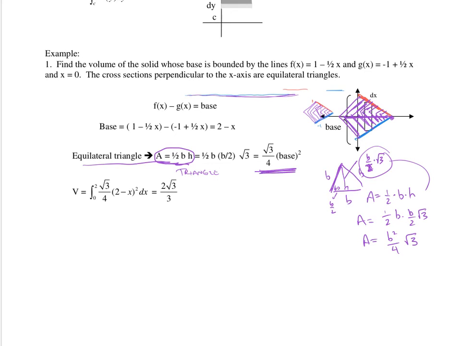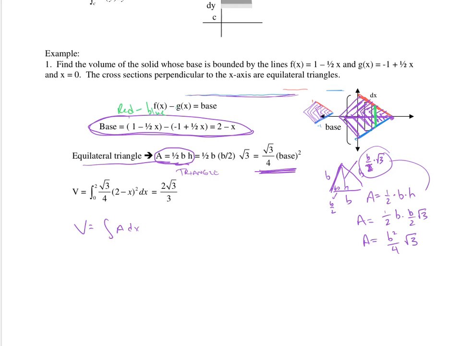So I have the area of this equilateral triangle. Well, the volume, we said, is equal to the integral of the area. How do I get that area? Well, I need to find what this base length is, right there. I'm given two equations. The distance from the red line to the blue line right there is the length of my base for every single one of those equilateral triangles I've created. So that means I need to take the red curve minus the blue curve. And that's what I've done.